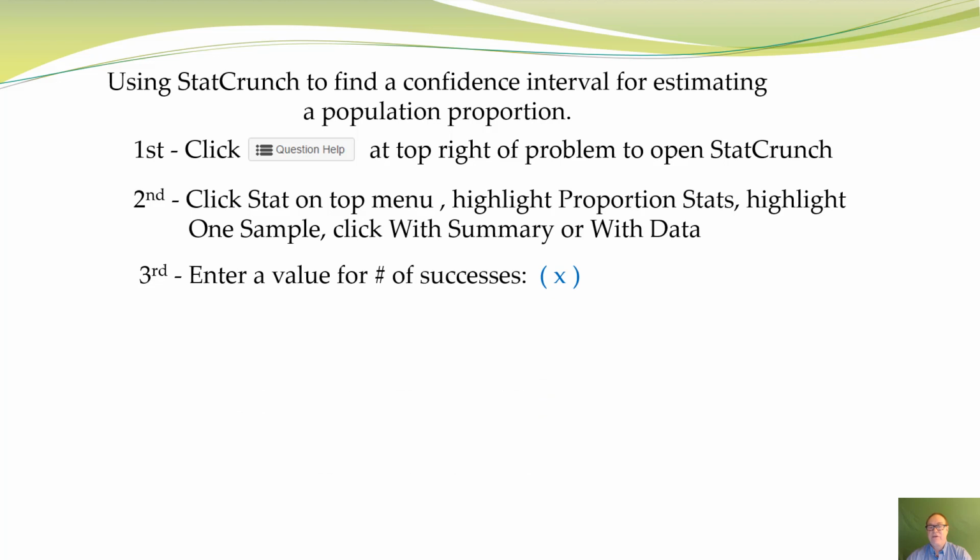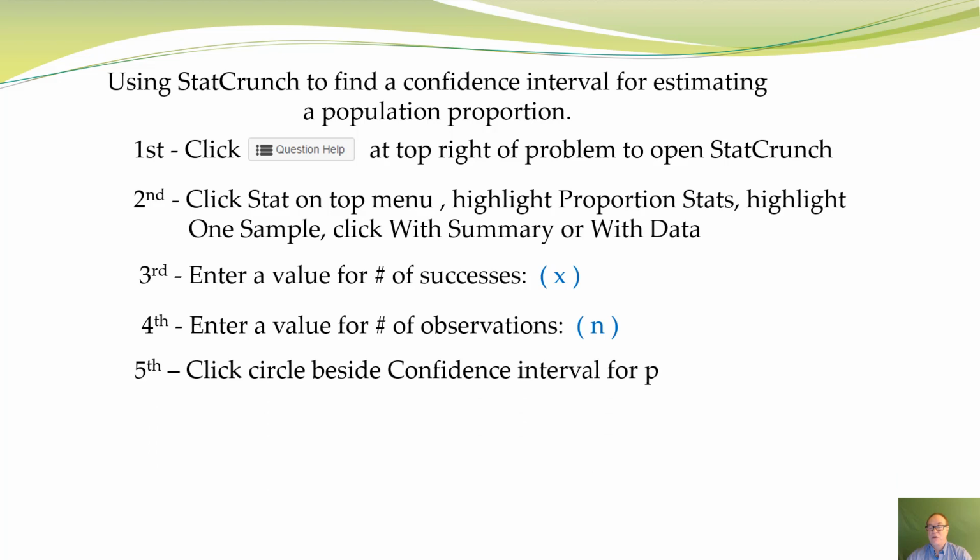Third, enter the value for the number of successes, that's going to be X. Enter a value for the number of observations, that's going to be the sample size, N. Click the circle beside confidence interval for P. There is a place there for a hypothesis test, which we will do in the next few chapters. But right now we're doing confidence interval.